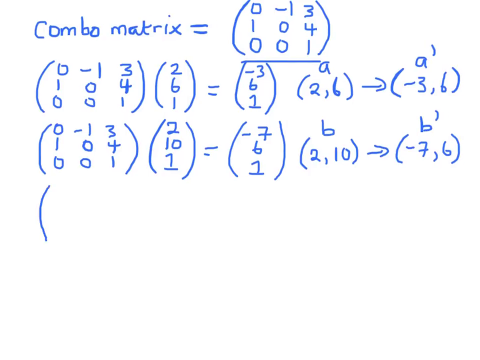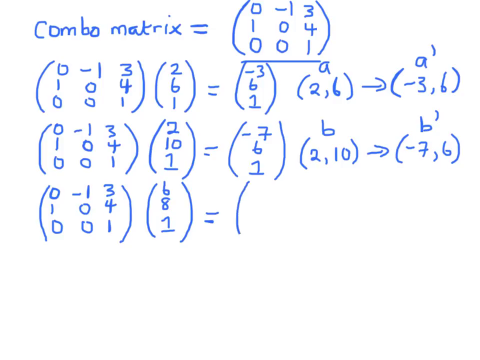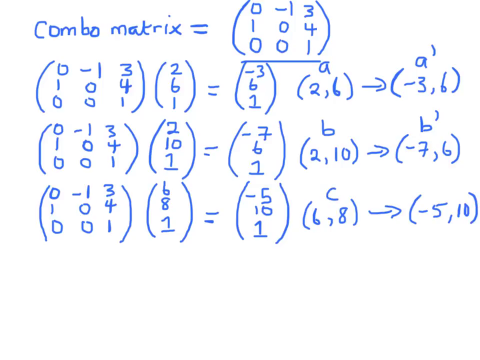Now applying the transformation to the last point, 0, 1, 0, minus 1, 0, 0, 3, 4, 1. Applying that now to this point here, which is 6, 8, 1. What I get, again, doing the matrix multiplication, 0 by 6 is 0, minus 1 by 8 is minus 8, plus 3 is minus 5. 1 by 6 is 6, 0 by 8 is 0, 4 by 1 is 4, so this turns out to be a 10, and this is a 1. So my point C, or 6, 8, ends up being minus 5, comma 10. So this is C, this turns out to be C dash.